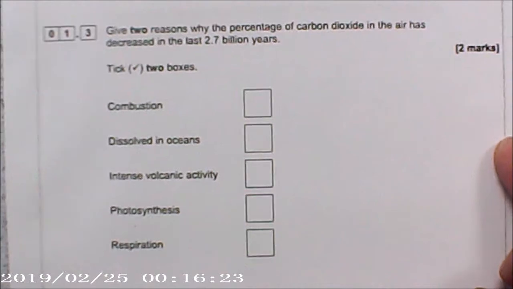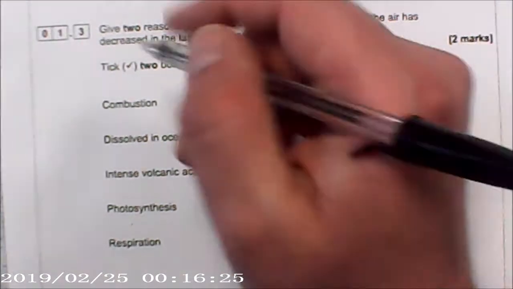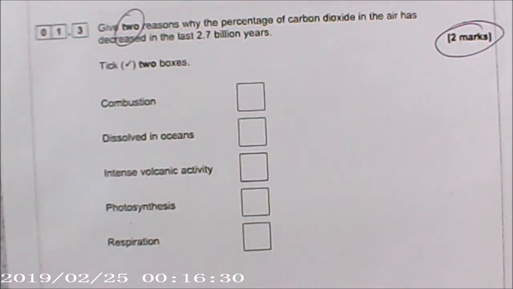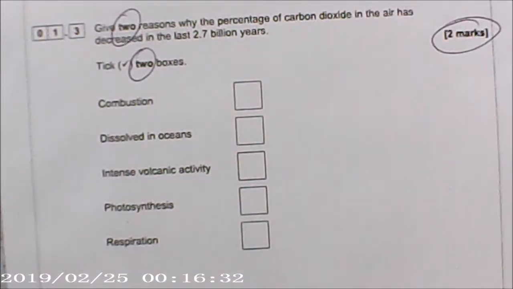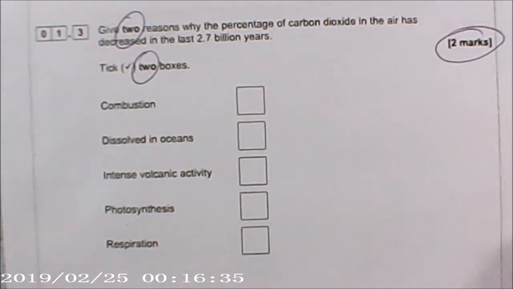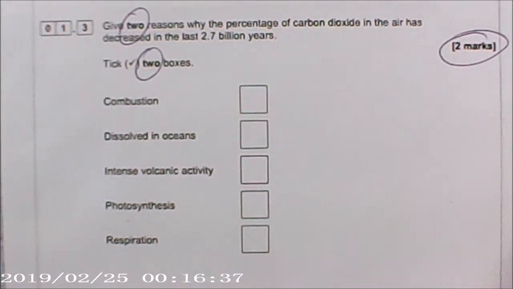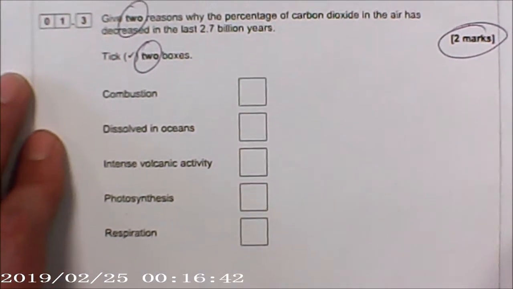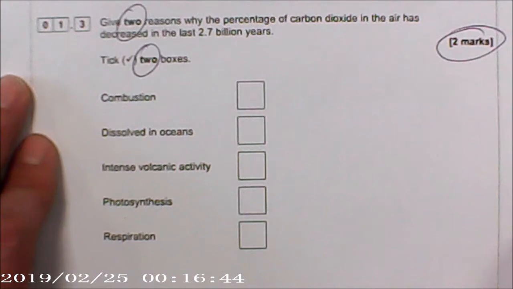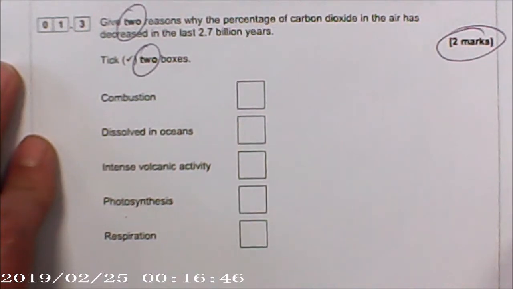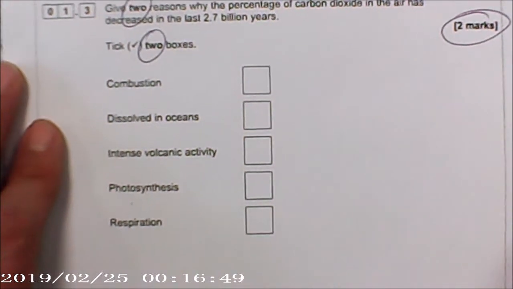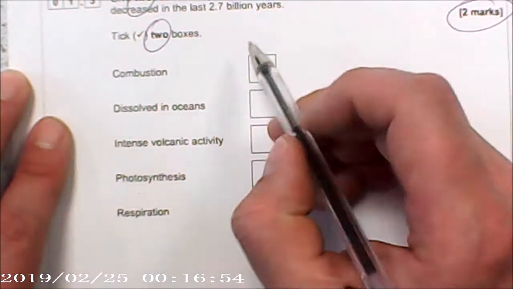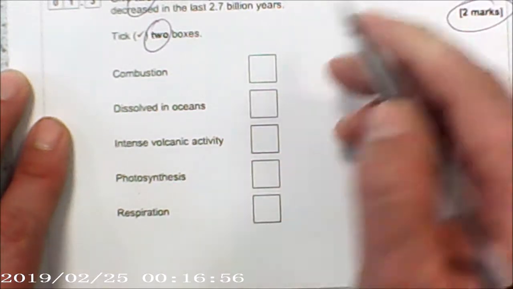Okay, next one, 1.3. Give 2 reasons, and it's worth 2 marks, so please make sure you give 2, and it says tick 2 boxes, but the amount of times that people will tick just 1 because they presume it's 1, please read it carefully. Give 2 reasons why the percentage of carbon dioxide in the air has decreased in the last 2.7 billion years. So this is looking at the change in atmosphere. So we're looking at why the percentage of carbon dioxide has decreased.